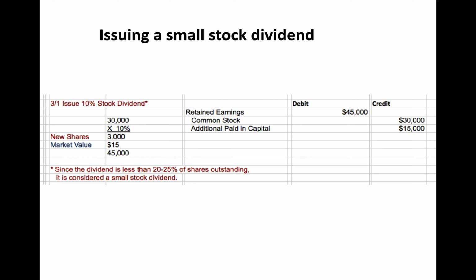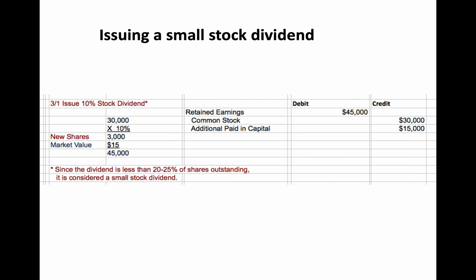Let's look at the calculation on the left. We assume 30,000 shares times 10%. That means we add 3,000 shares, 10% of the total. So for every 10 shares, you get one more share. We multiply it by the current market value of $15 to get $45,000.